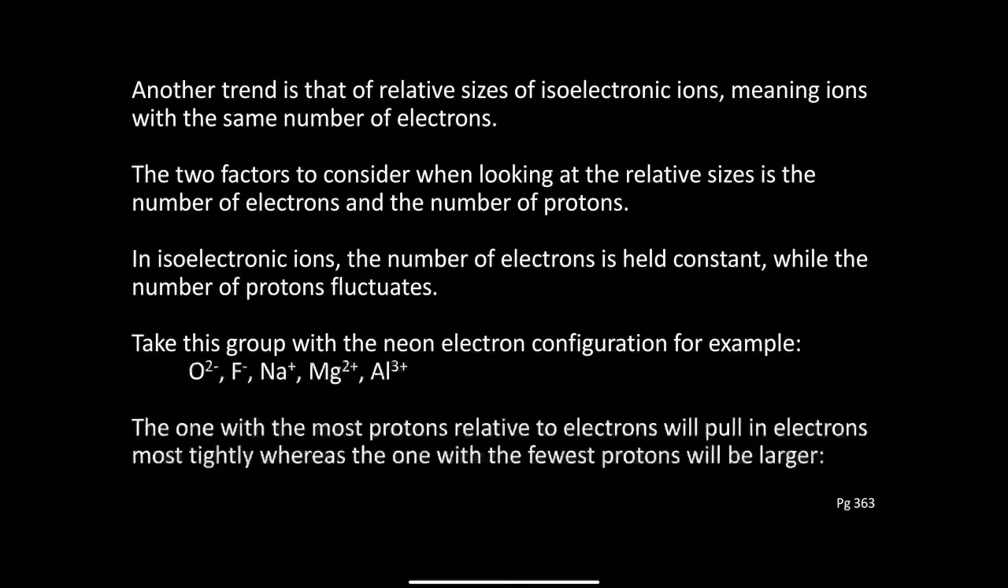The one with the most protons relative to the electrons will actually pull in the electrons the most tightly, right? Because of that negative positive attraction. Whereas the one with the fewest protons will be larger. Okay, so the one with the fewest protons, oxygen, will be the largest because it's attracting those electrons the least, and the one with the most protons, aluminum, will be the smallest.